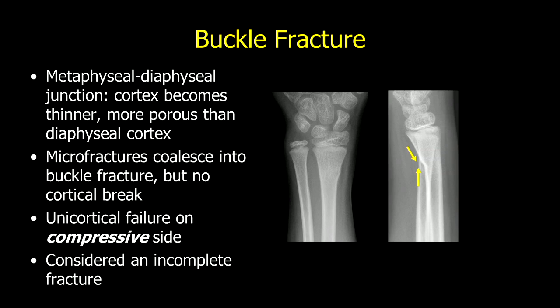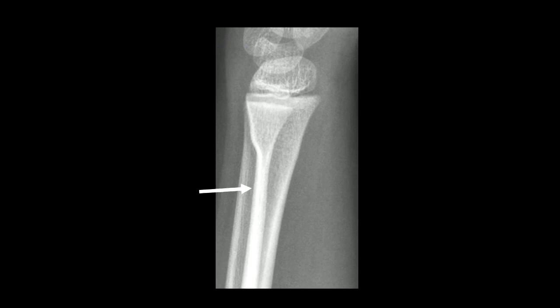It's important to note that the buckle fracture has a very strict definition, namely it's a unicortical failure on the compressive side of bone, and it is considered an incomplete fracture. Again, we have an example of a thick diaphysis, a thinner cortex of the metaphysis, and then the intervening metadiaphyseal junction is where we see the buckling of the bone on the compressive side. This is another example of a buckle fracture.